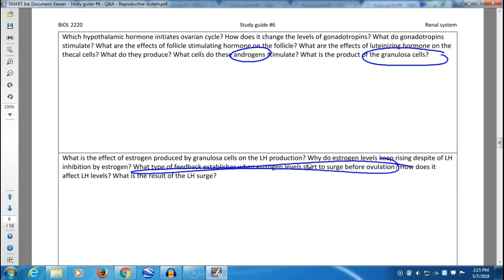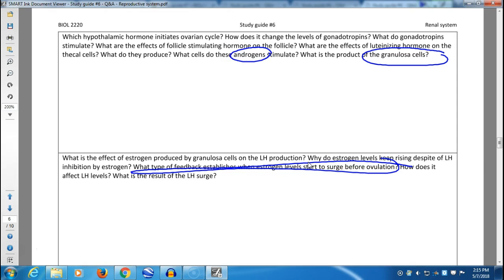That makes sense? There is a surge. So what happens? More estrogen means more LH. More LH means more estrogen, means more LH. That surge leads to what? Ovulation. What happens to levels of estrogen after the ovulation?